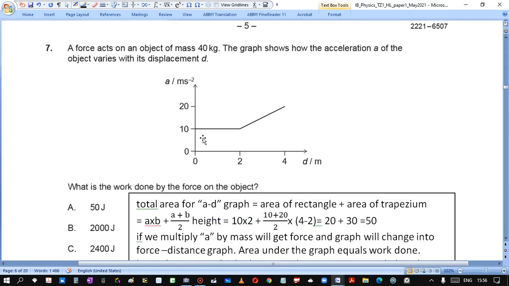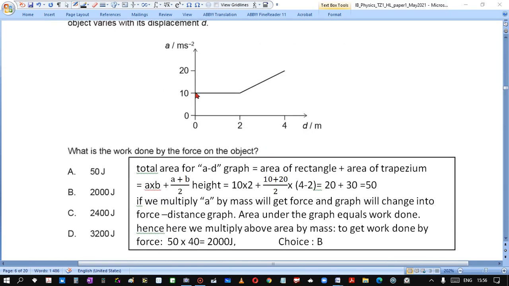Question 7. A force acts on an object of mass 40 kilograms. The graph shows how the acceleration of an object varies with its displacement d. What is the work done by the force on the object? First, we will find the total area under the graph. Under the graph we have a rectangle and a trapezium. So we use the formulas for rectangle and trapezium, and we find that the total area under the graph is 50.